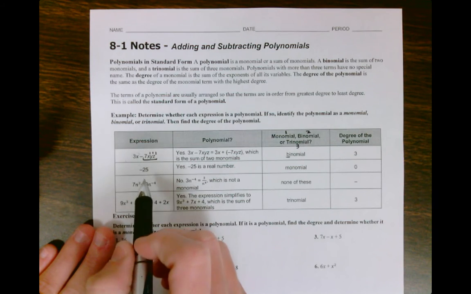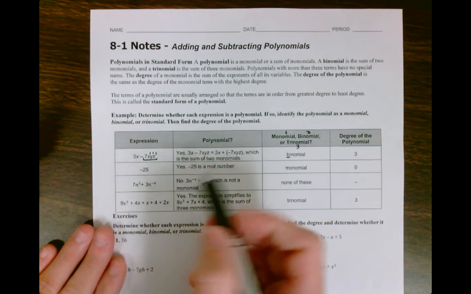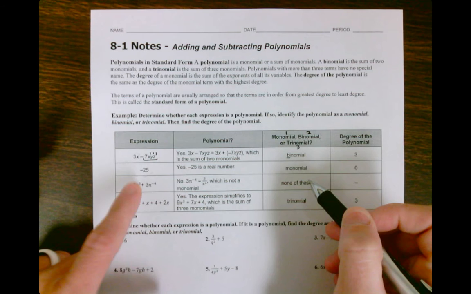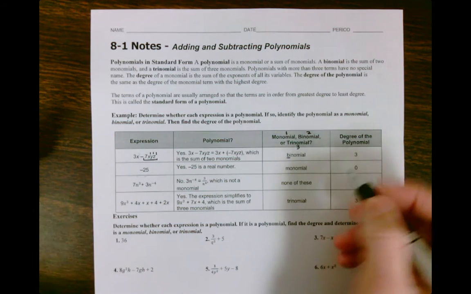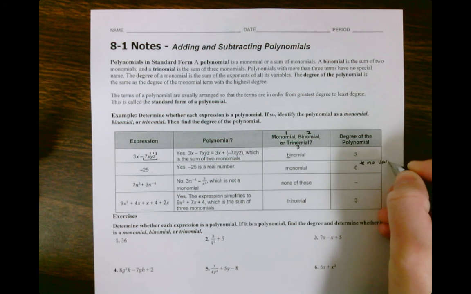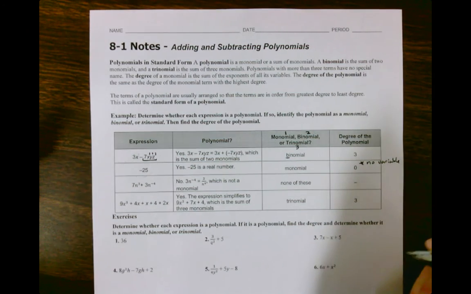My next one, it's just a plain number. So yes, it's a polynomial. There's nothing wrong with it. It's a monomial because you only have one term. And the degree of the polynomial is 0 because there is no variable, which is perfectly fine.